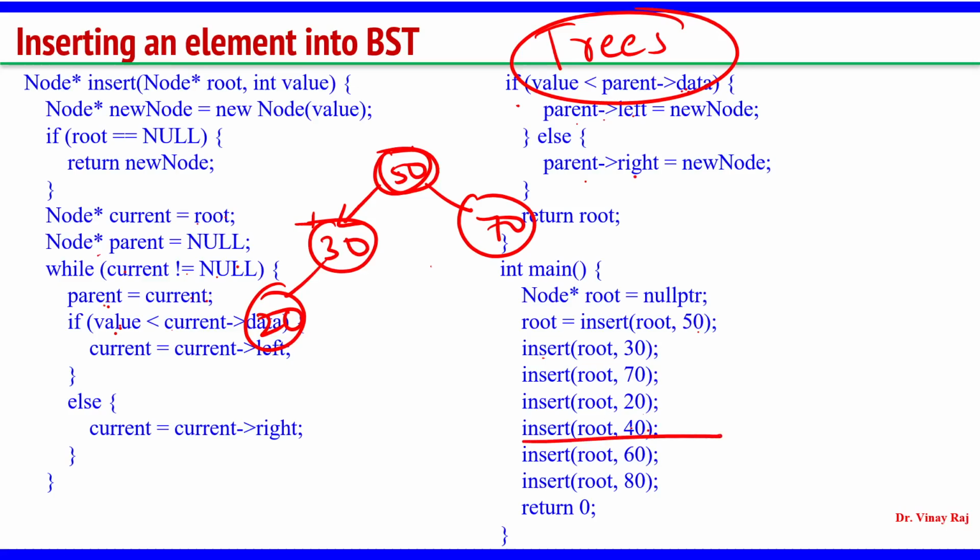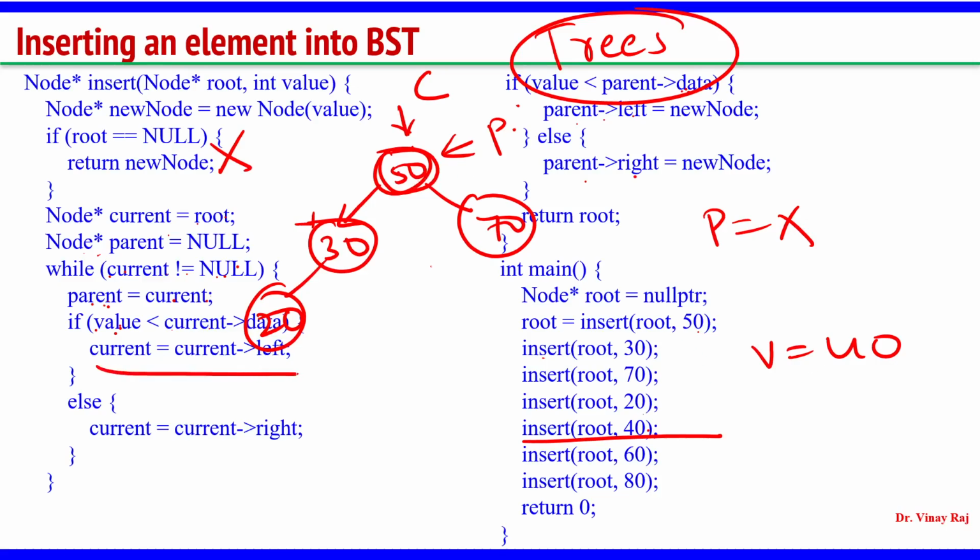So root 40. Okay, so root is not null, current equal to root, this is my current, I will just make it C. Then parent equal to null initially, while current not equal to null. Is current not equal to null? Yes, it is not null. Go inside. Parent equal to current, this becomes my parent. If value less than current data, value is 40. Is 40 less than 50? Yes, then current equal to current left. So this becomes my current.